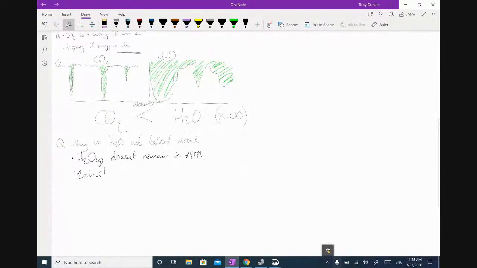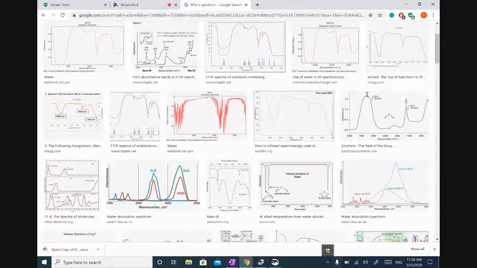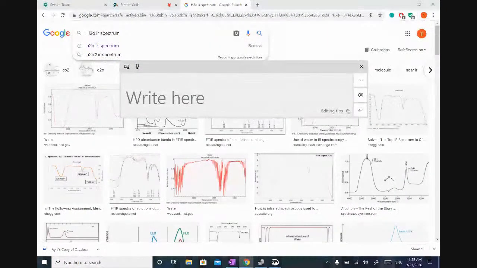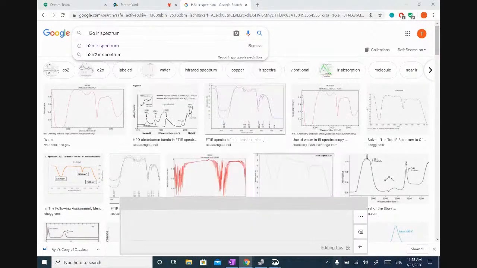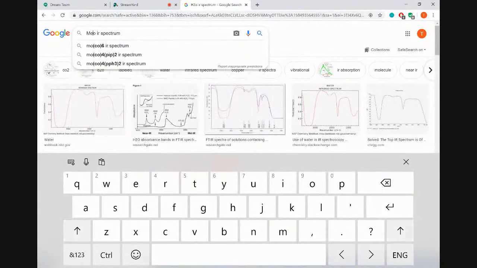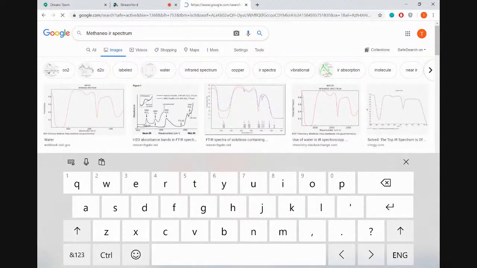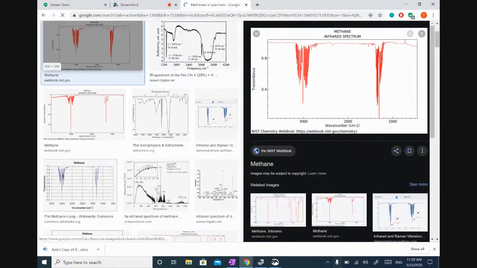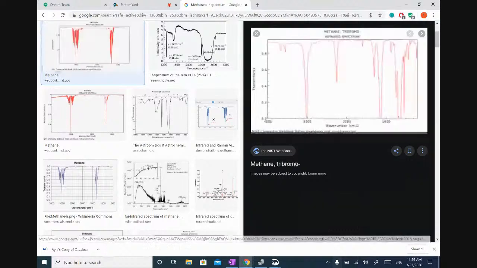Other gases of interest, of course, is methane. So it'd be interesting to look at methane's spectrum. Methane, of course, is just the CH bonds. So let's have a look at what methane looks like. There we go. Let's try methane. There's methane. So methane, again, similar to carbon dioxide, probably in its total absorbance. Very similar.